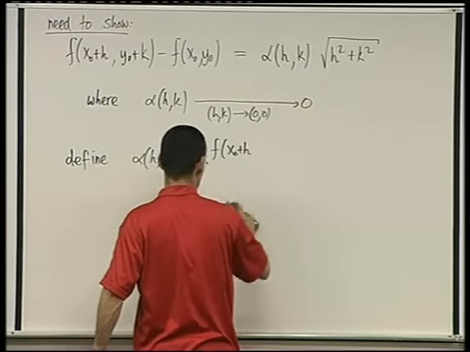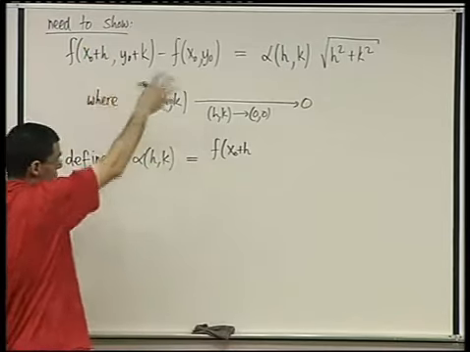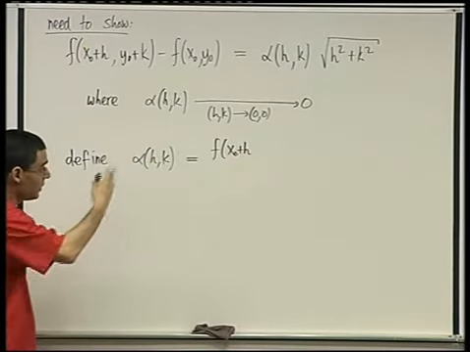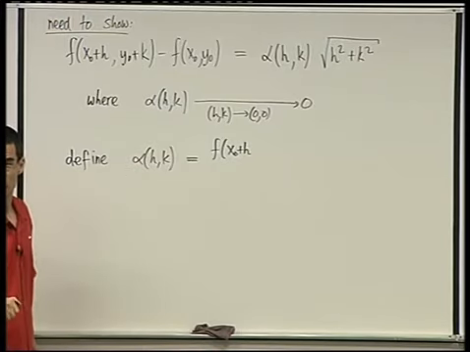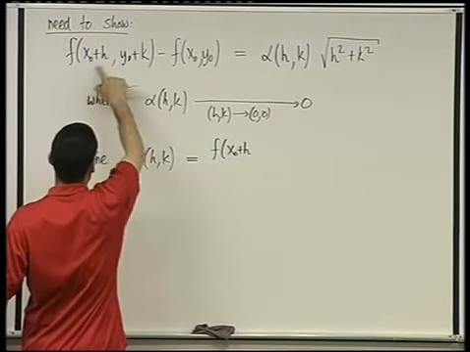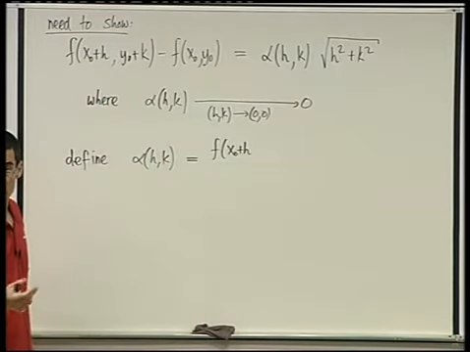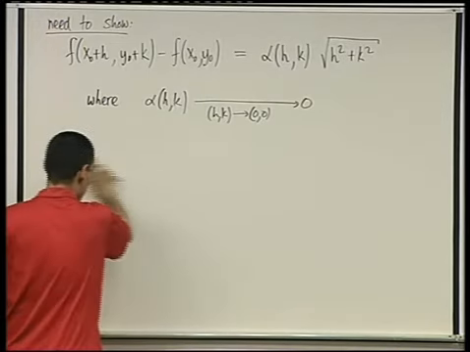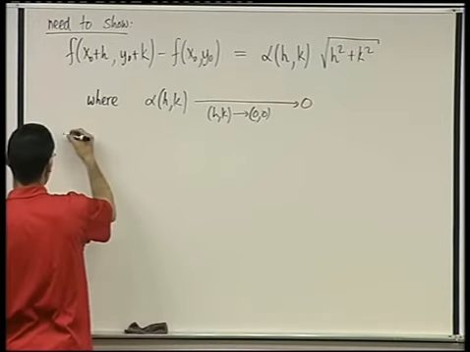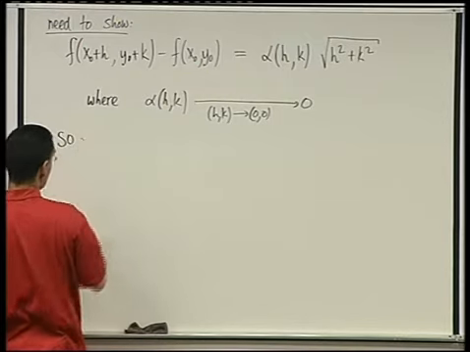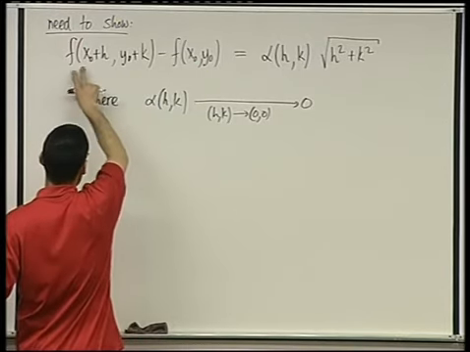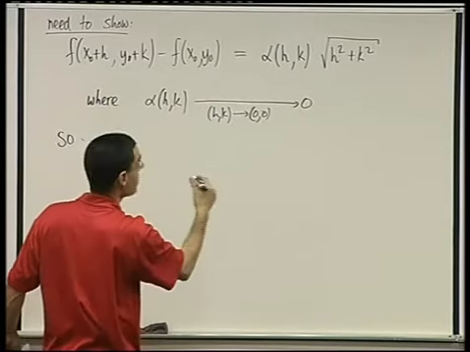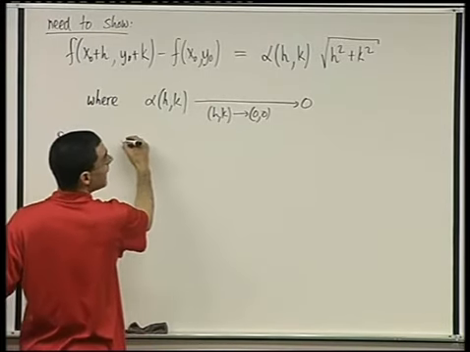I forgot one thing. Okay, we're not working with a general f here. F is concrete. F is the function we're considering. And we're not working with a general x0 and a general y0. We're looking at the point 0, 0. So let's rewrite this before I tell you what alpha is. So x0 and y0 are both 0, and f was given. So I'm going to write that. We need to show that.